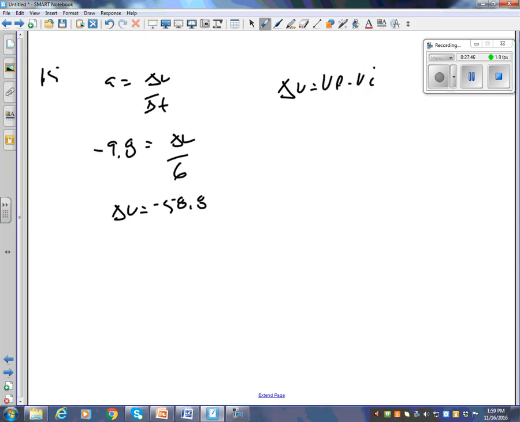Right? It specifically asks for the VF. Now, is the VI 0? Sure it is. That just means the math is easy. 0 plus 0. You know what? This answer is so easy.